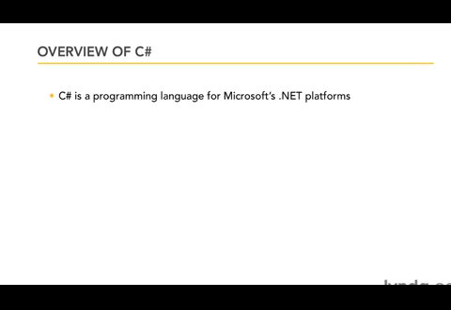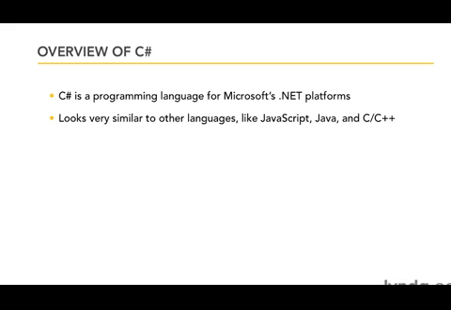C# is a language that is built by Microsoft for working with Microsoft's .NET application platforms. It is a language that's very similar to other languages you may have seen, such as JavaScript or Java or C, C++, Objective-C. If you've used any of these languages in the past, you're going to feel right at home in C#. Syntactically, the language is very similar.